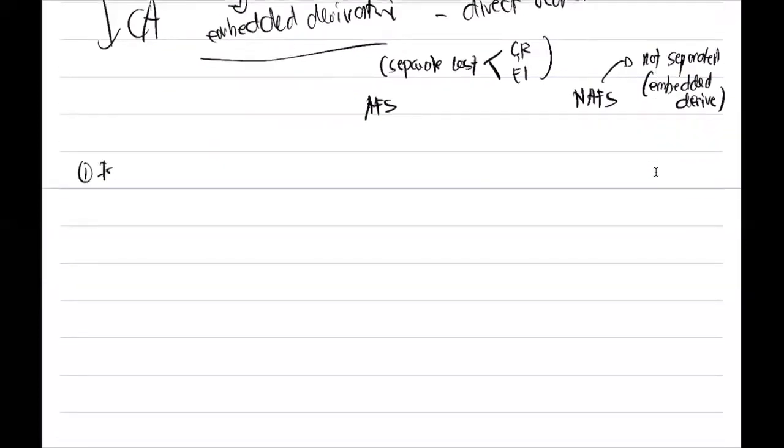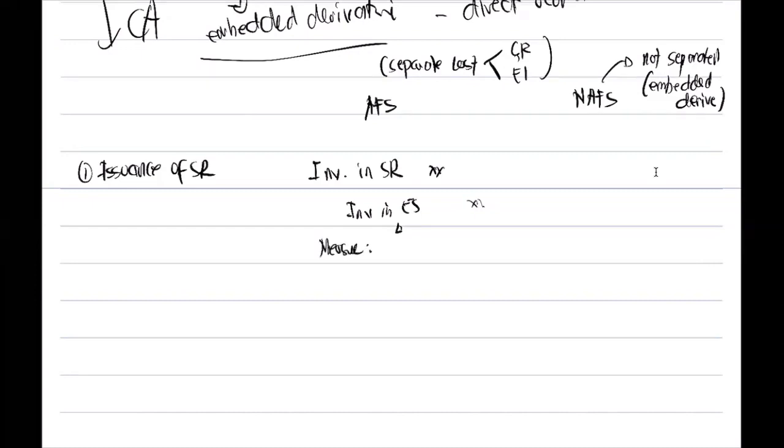Okay, so what are the important transactions that we look into? First, on the issuance of stock rights. On the issuance of stock rights in accounted for separately, since we will separate it, we debit investment in stock rights, we credit your investment in equity securities. The question is, at what amount? So we measure this based on the fair value of the stock price.